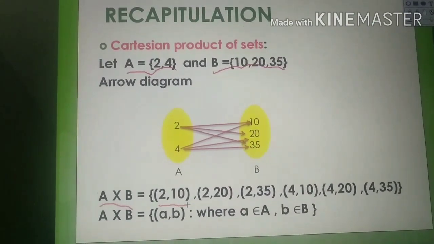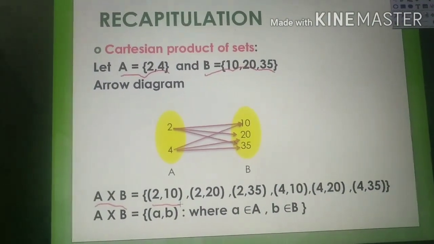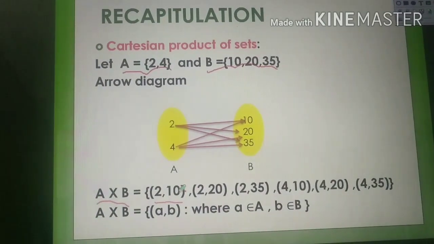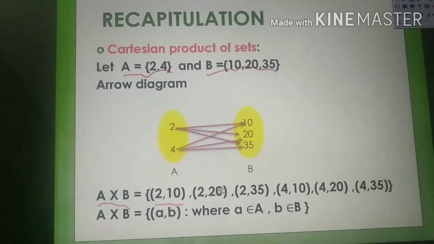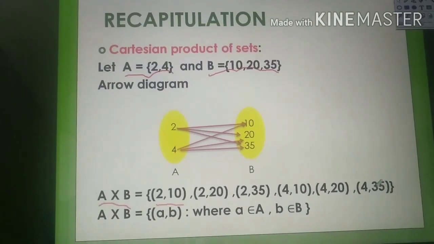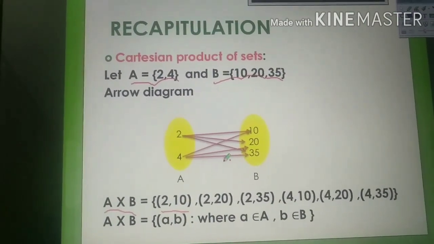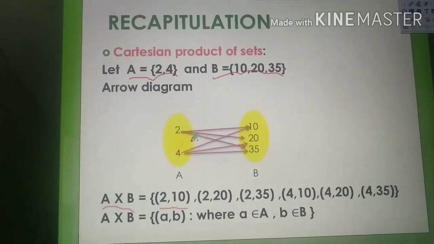This is the first ordered pair of A cross B. So the Cartesian product is (2, 10), (2, 20), (2, 35), (4, 10), (4, 20), (4, 35). This is the roster form of Cartesian product. This also we can understand with the help of arrow diagram.